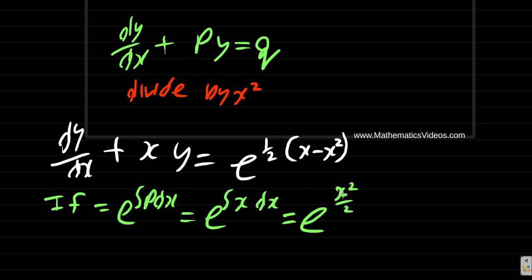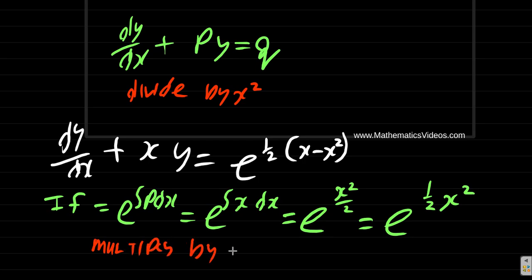Using the power rule, it's x squared divided by 2. Let's write this as e to the half x squared. It's a bit easier on the brain when you have a number times x squared instead of x squared over a number. Alright, so the next step is to multiply by the integrating factor.